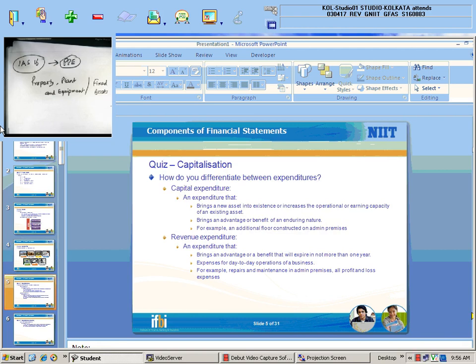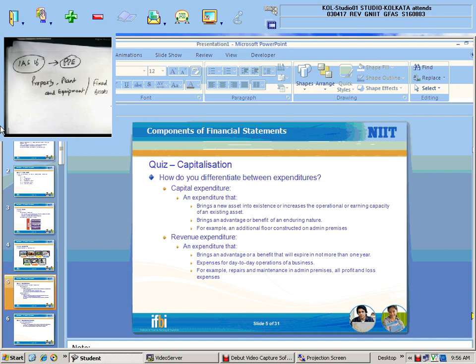Now we'll talk about expenditure. What is capital expenditure? What is revenue expenditure? And what is deferred revenue expenditure? So capital expenditure is an expenditure that brings a new asset into existence or increases the operational or earning capacity of an existing asset. So by incurring this expenditure, the entity brings a new asset into existence.